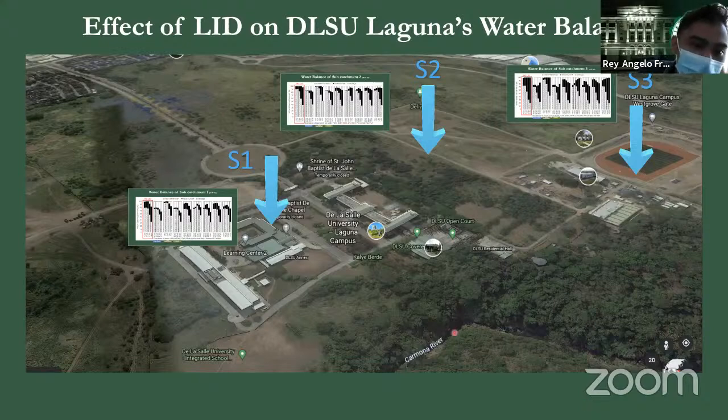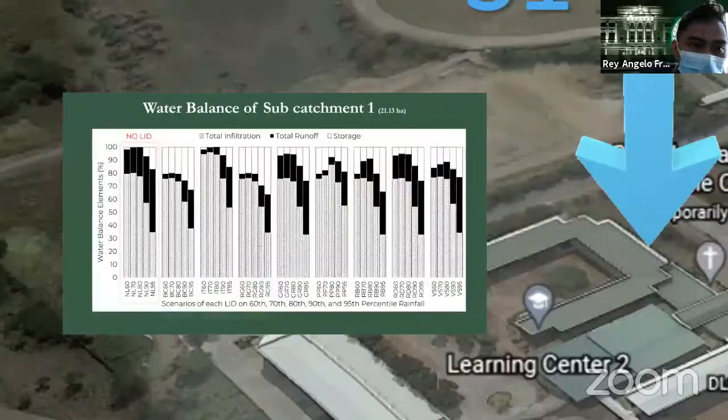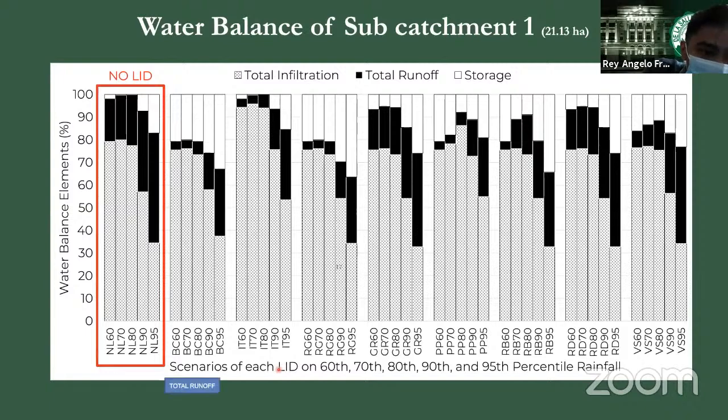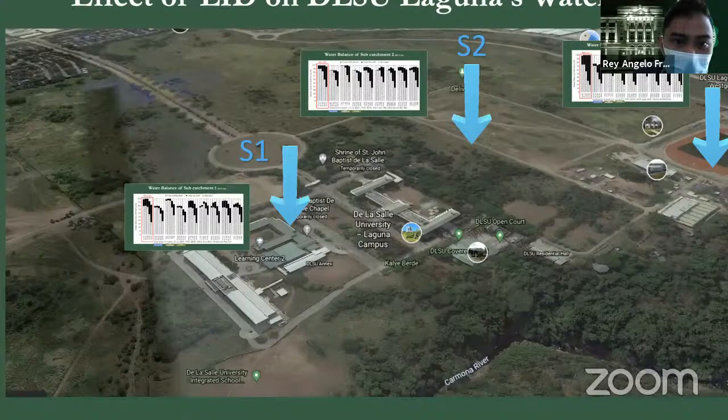So for the water balance, I will show you one for subcatchment 1. This is the water balance of the site with and without the use of LID, with the following parameters: total infiltration, runoff, and storage. Among these LID, compared to the no-LID scenario, the bioretention cell reduces more of the total runoff, the infiltration trench gives more total infiltration, and the rain garden gives more increase in storage. The same results happen in subcatchment 2 and subcatchment 3.